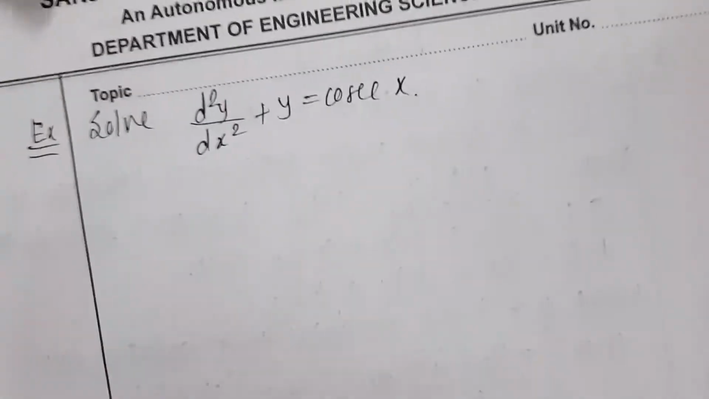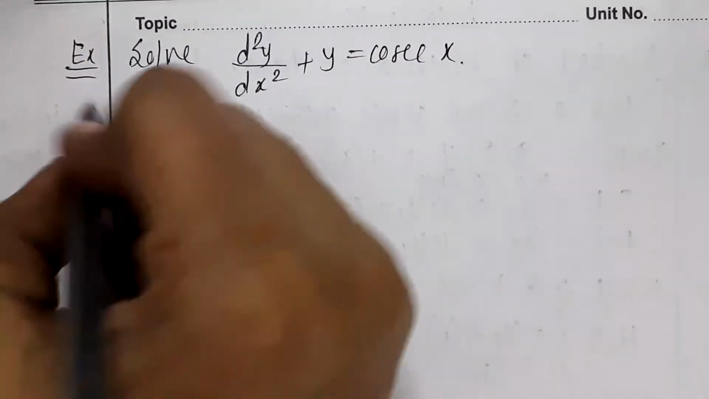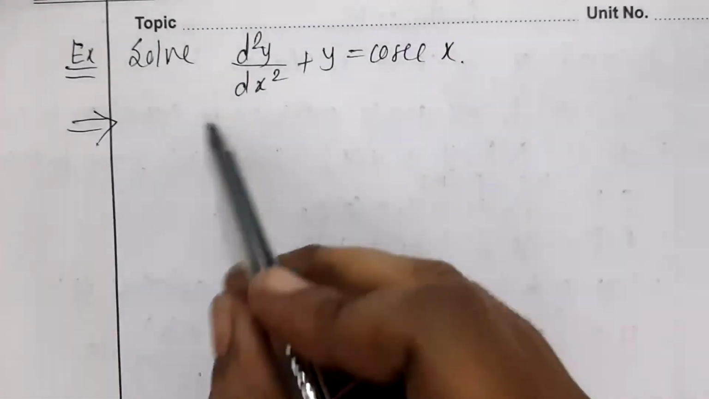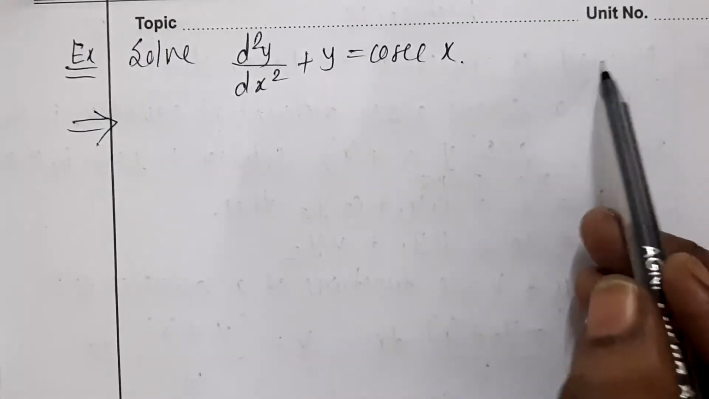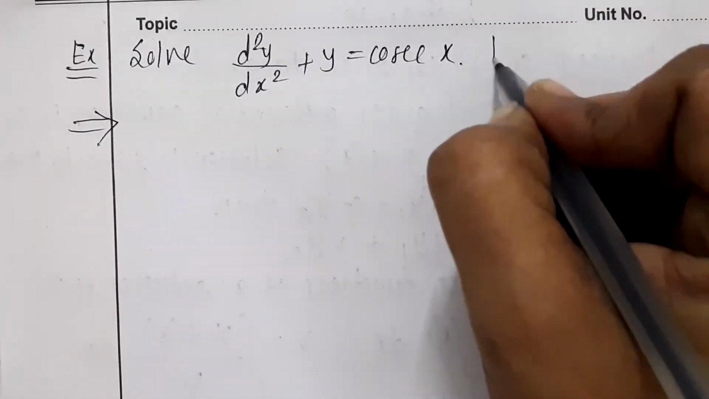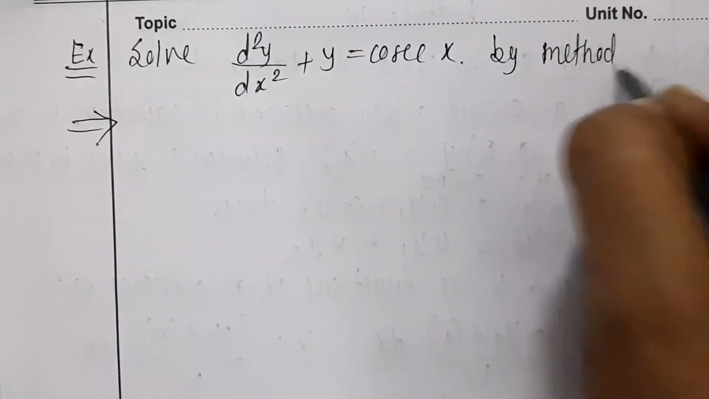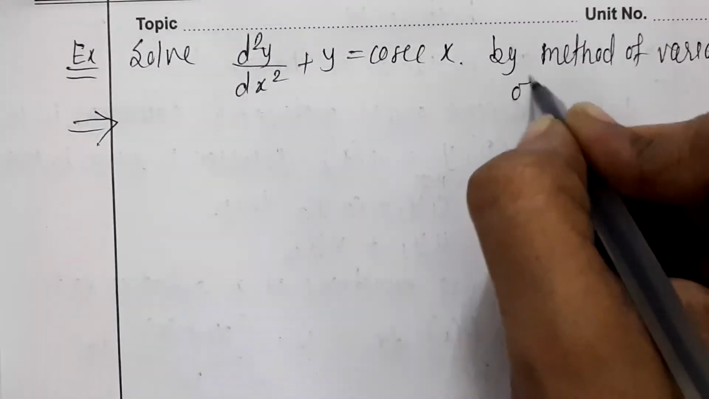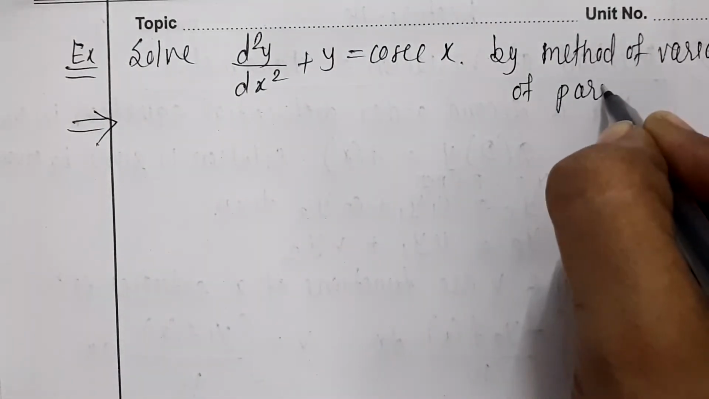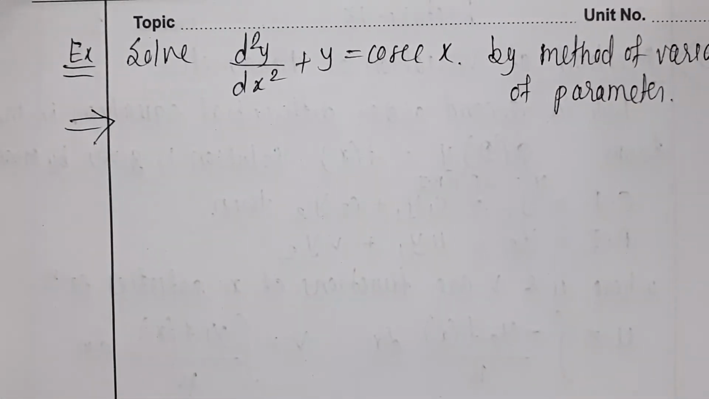See the first example: d2y by dx square plus y is equal to cosec x. First observe that it is d2y by dx square. Sometimes it is written that solve by using the method of variation of parameter. But even if it is not written, if it is in this form, then also you can use this method.